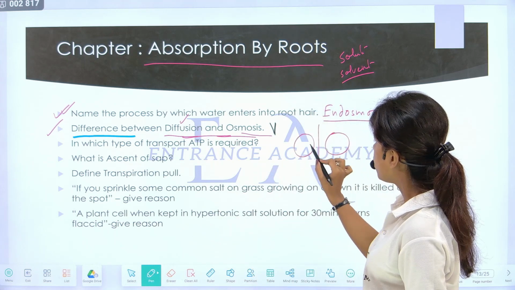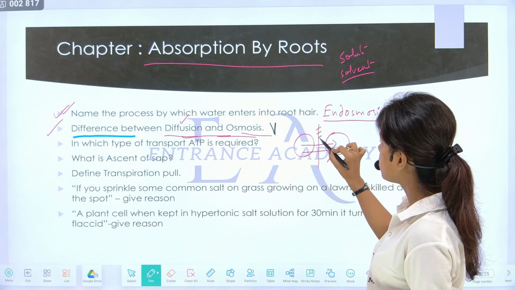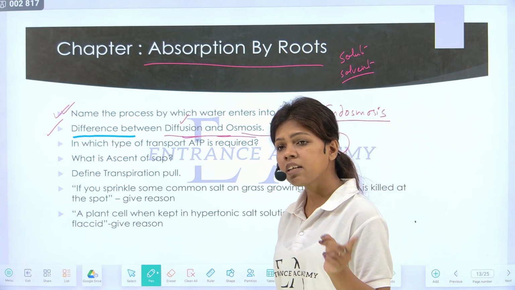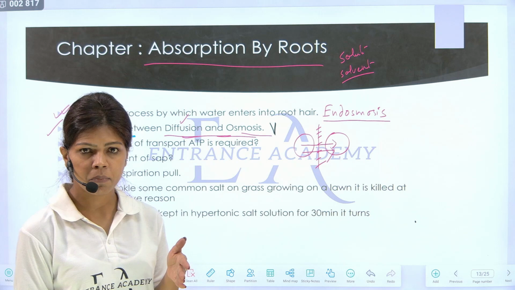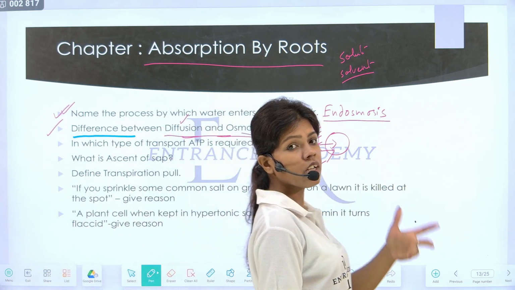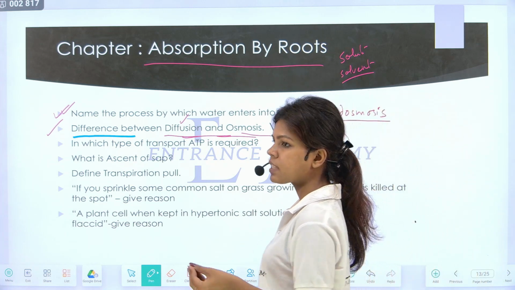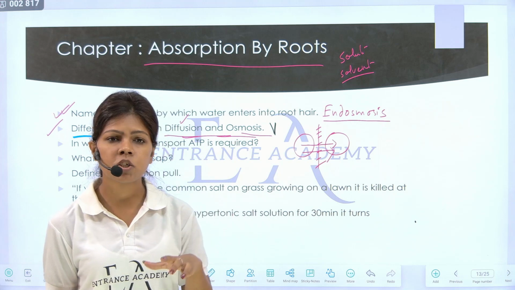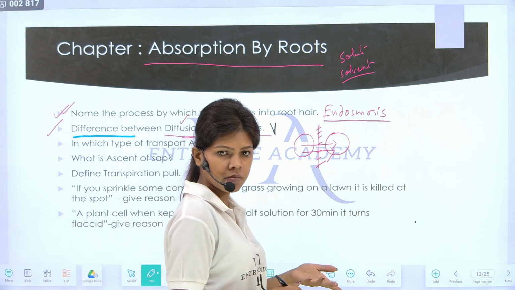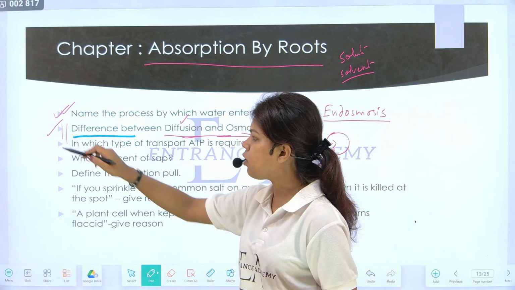For example, from this side to this side, the transportation is taking place. So there is no medium, no barrier in between the two cells in diffusion. But in osmosis, there is a semi-permeable membrane in between the two mediums, which will allow selective materials to pass through it. Selective material in the sense that I have said that during osmosis, only water molecules or solvent molecules will pass. No solute can be passed from here. So, these are the two differences between diffusion and osmosis.